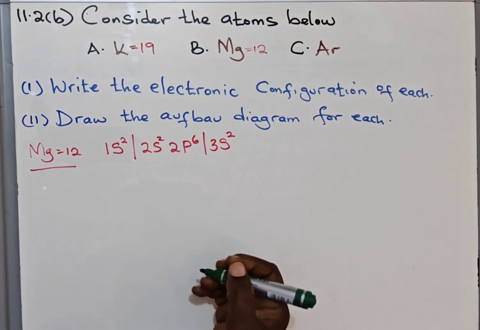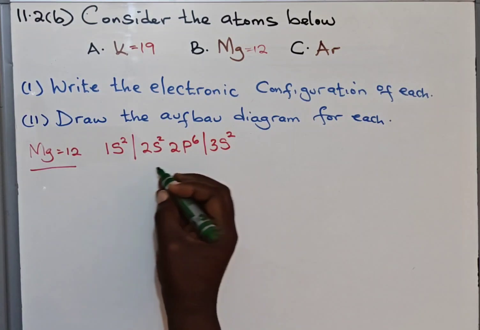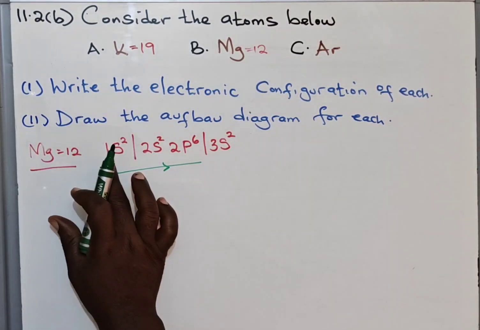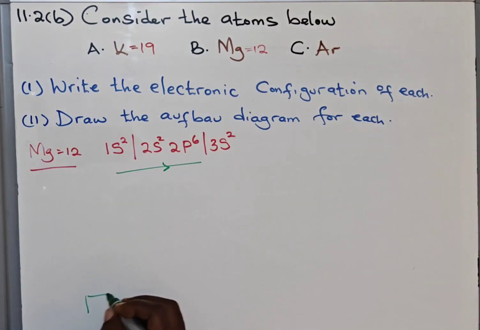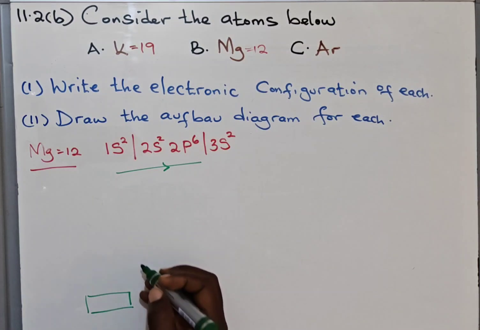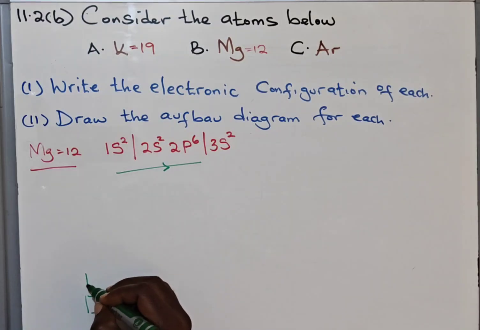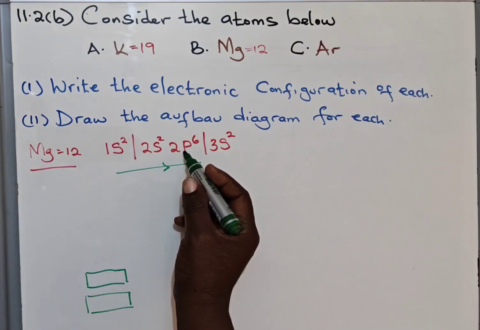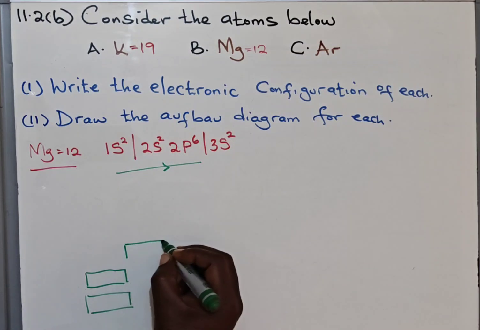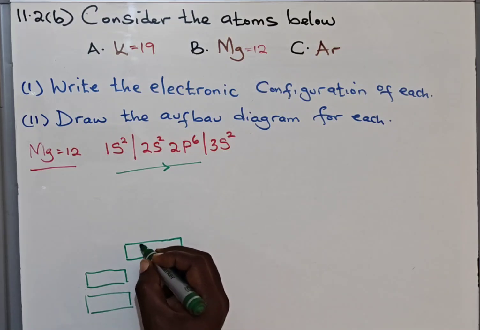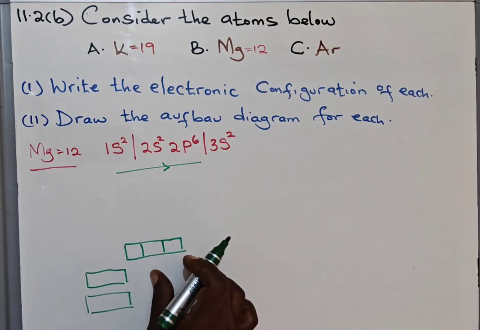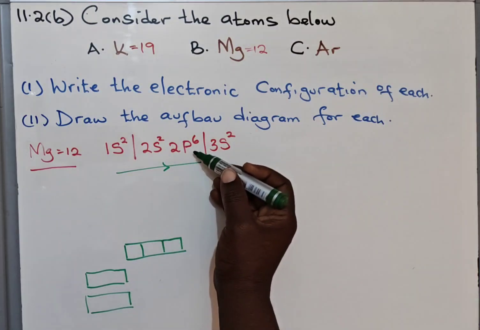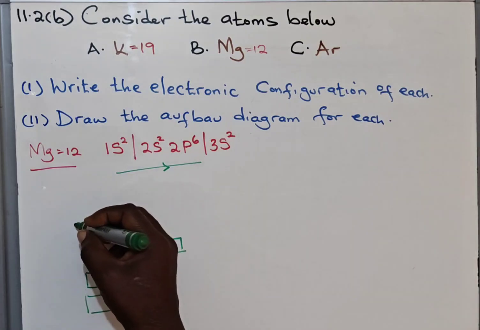Yes, for the Aufbau diagram for magnesium, we have to remember that the energy levels increase in this order. So this one has the lowest, so we can have it here. What comes next is also going to be S. Then from there we go to P. P is at a higher energy level compared to S, and it has 3 subatomic orbitals. So we have this, now we are here. Then the next one, we are going to have this one.